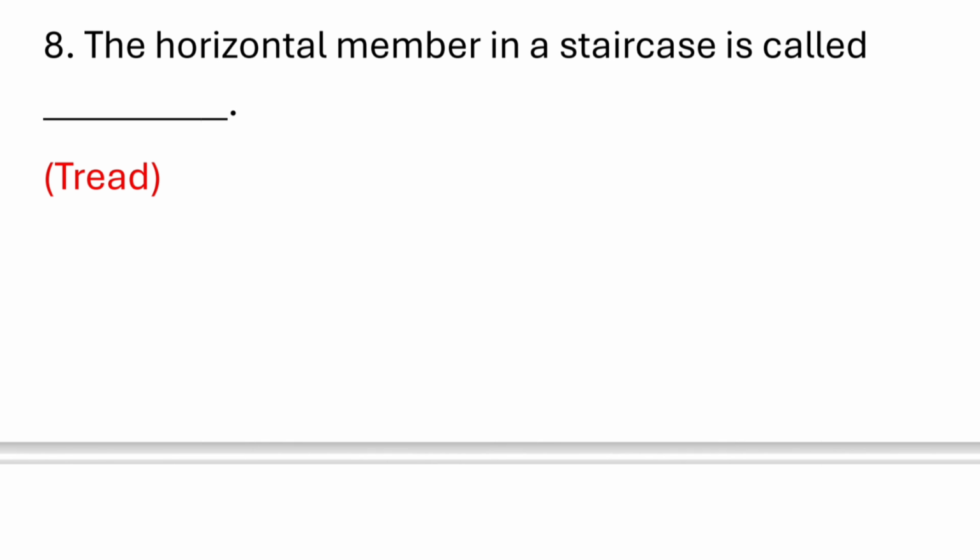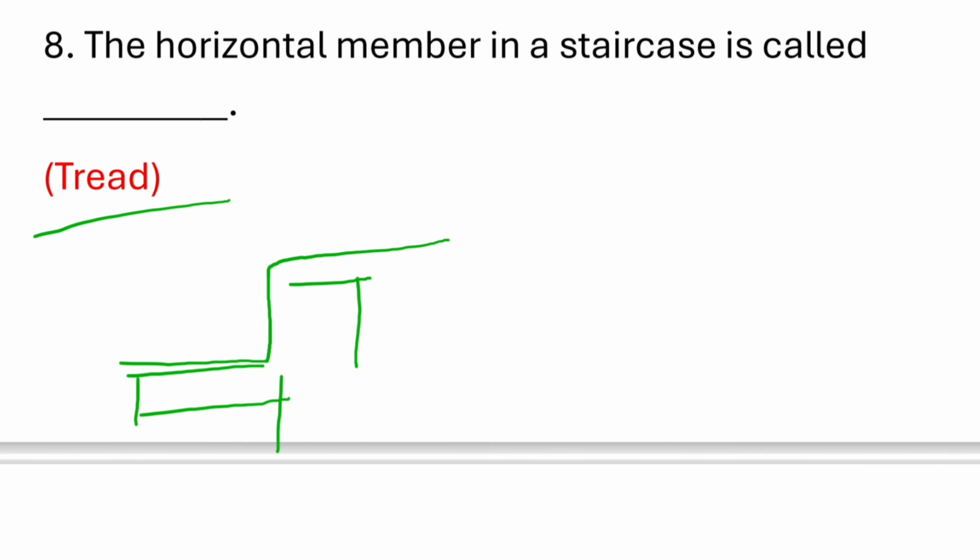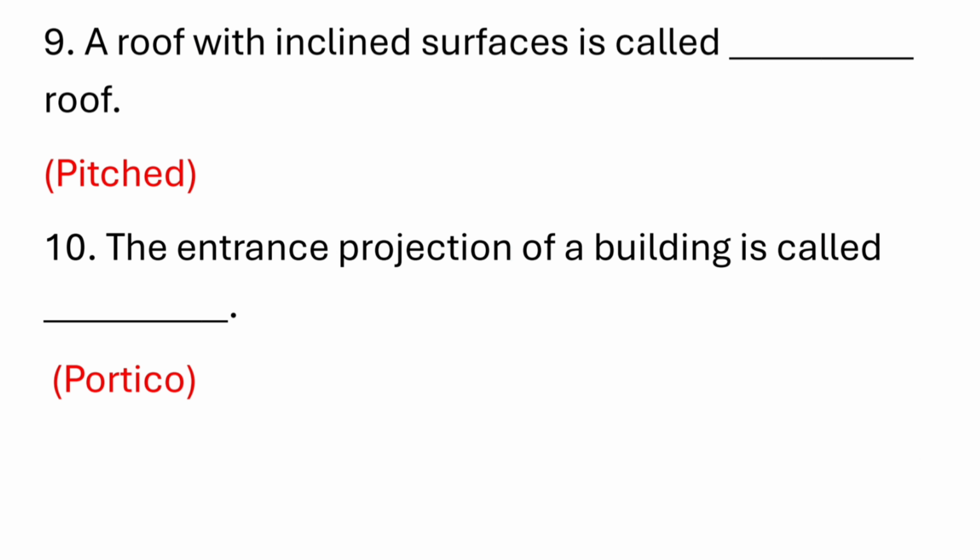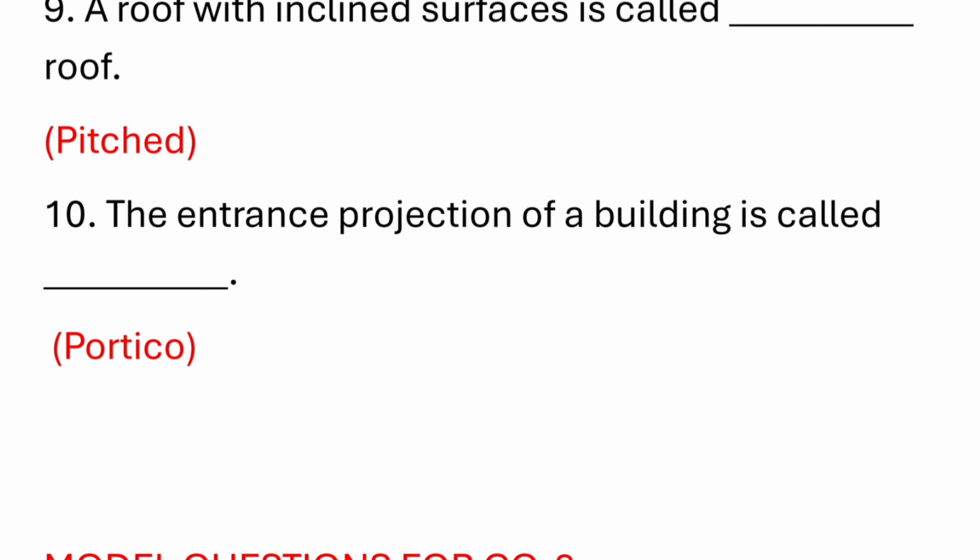The horizontal member in a staircase is called the tread. This we call the rise. A roof with an inclined surface is called a pitched roof. The entrance projection of a building is called a portico. Remaining chapter 3 and chapter 4, I am going to upload in the next video.